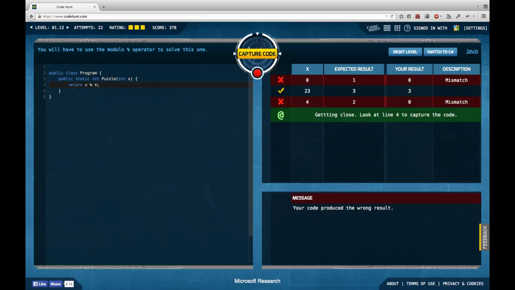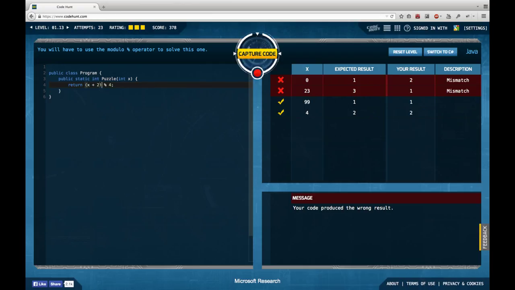If x modulo 4 is actually supposed to be 2, it could be that we just got an offset here. So maybe it's just x plus 2, and now we got our modulo 4 operation. Let's try this out. What is going to happen now? Okay, this is not it yet. So let's see. For 0, we're expected to return 1. But my result is 2, which is because of the offset of 2 I just introduced. So this offset is probably wrong. But for x of 4, we're supposed to return 2, which is kind of strange because the offset gets bigger.